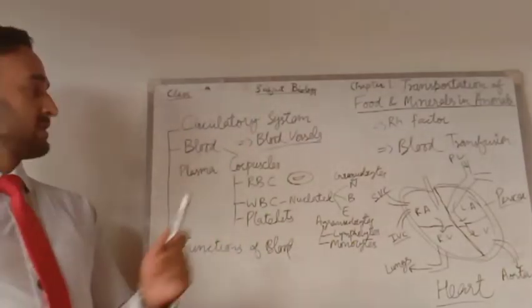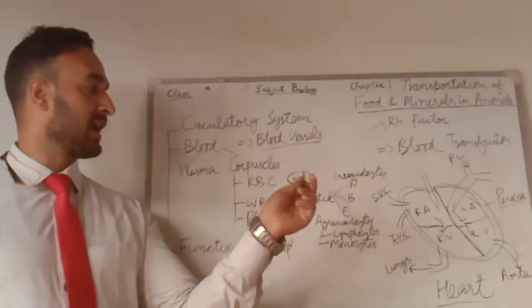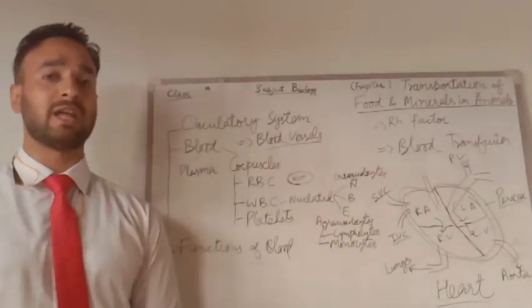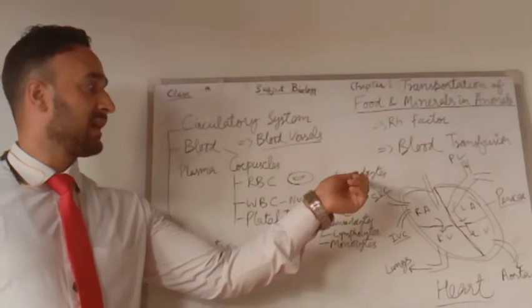Actually, there are two kinds of WBCs: granulocytes and agranulocytes. Granulocytes are those WBCs that have granules inside them, and they are of three kinds.